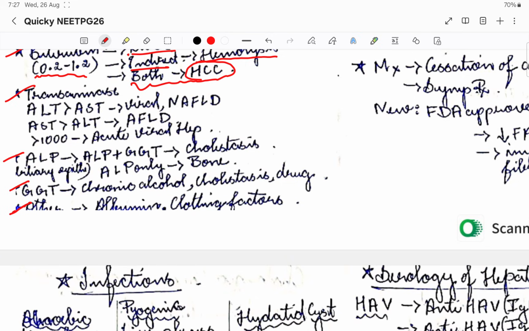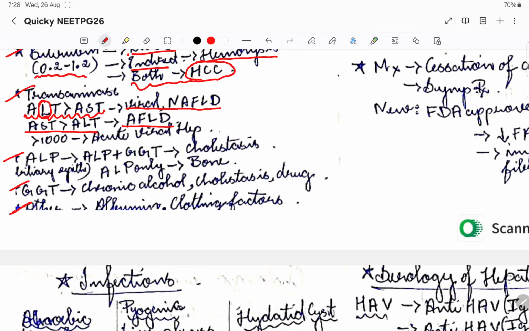Okay, ALT is specific to liver. Remember L as L, liver, for liver. ALT is very specific to liver. If ALT is more than AST, then it is going to be viral hepatitis or non-alcoholic fatty liver disease. Whereas if AST is raised, then it is going to be acute fatty liver disease.